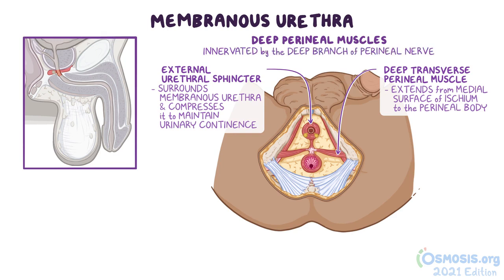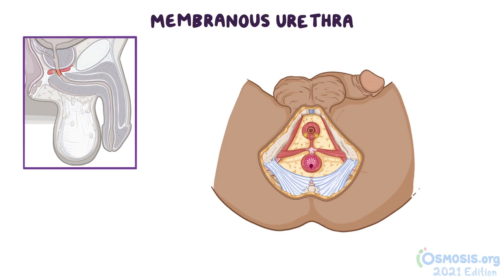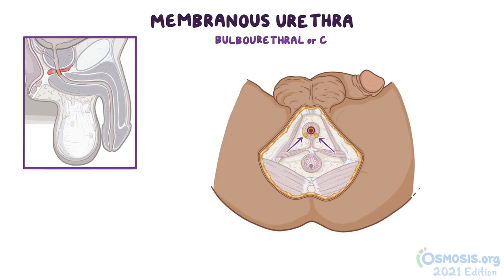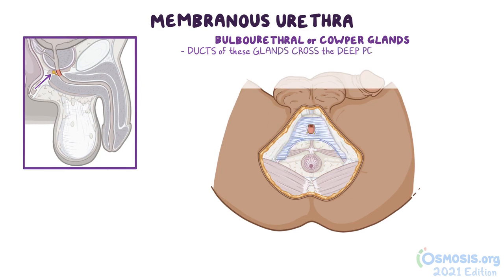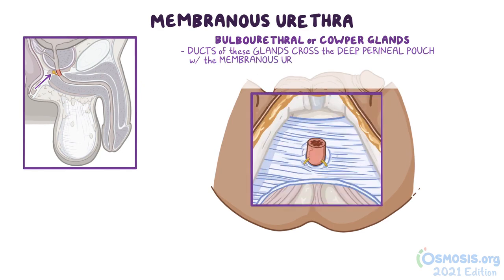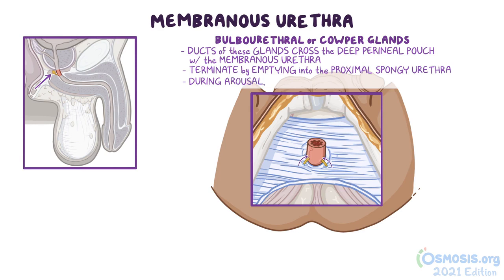Now, in the deep perineal pouch, posterolateral to the membranous urethra, are a pair of pea-shaped glands called the bulbourethral, or Cowper, glands. The ducts of these glands cross the deep perineal pouch with the membranous urethra and terminate by emptying into the proximal part of the spongy urethra. During sexual arousal, these glands secrete a mucus-like secretion into the urethra.